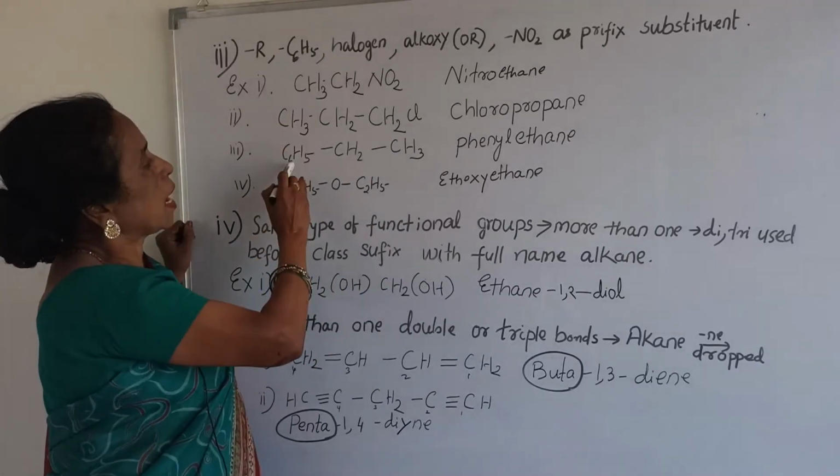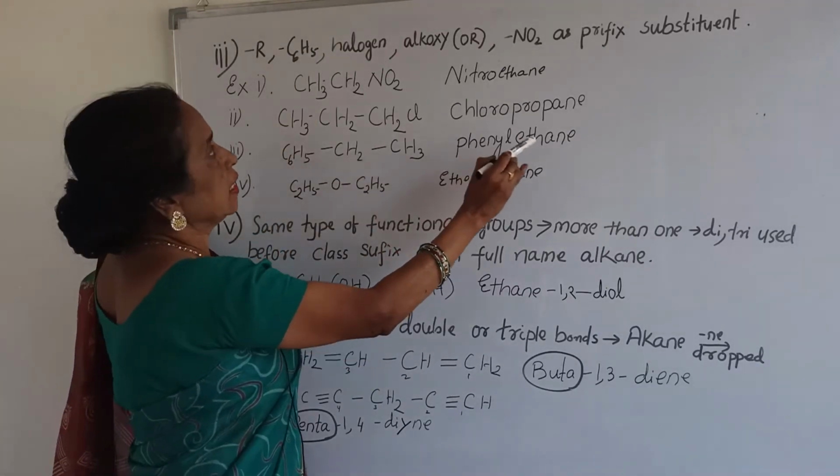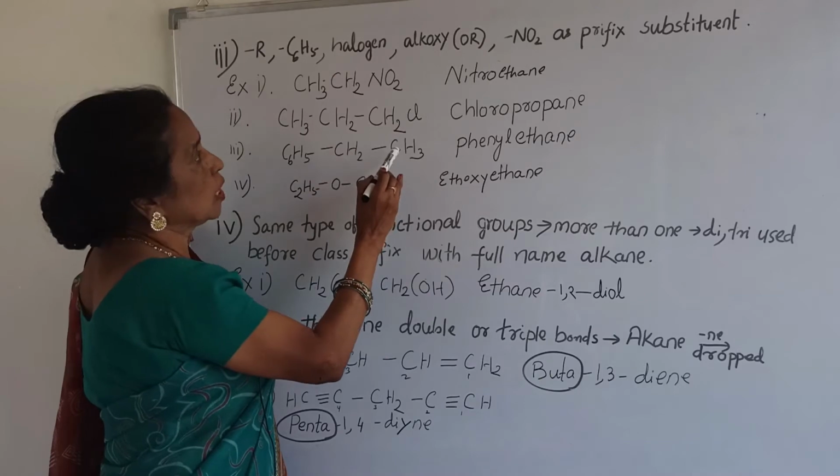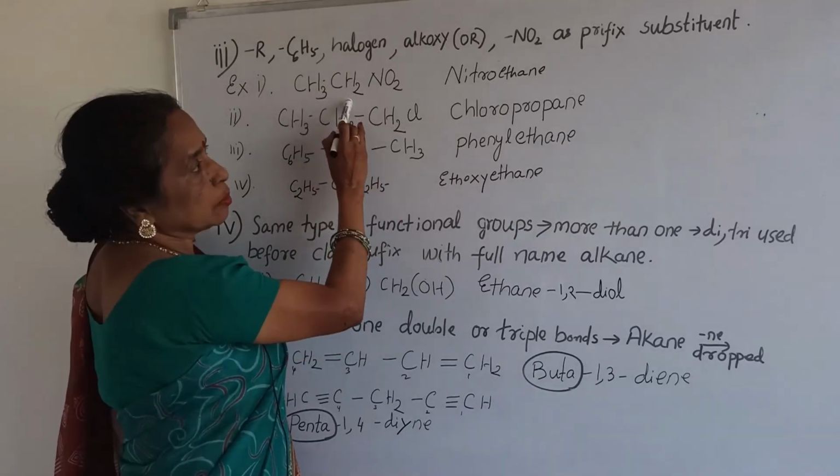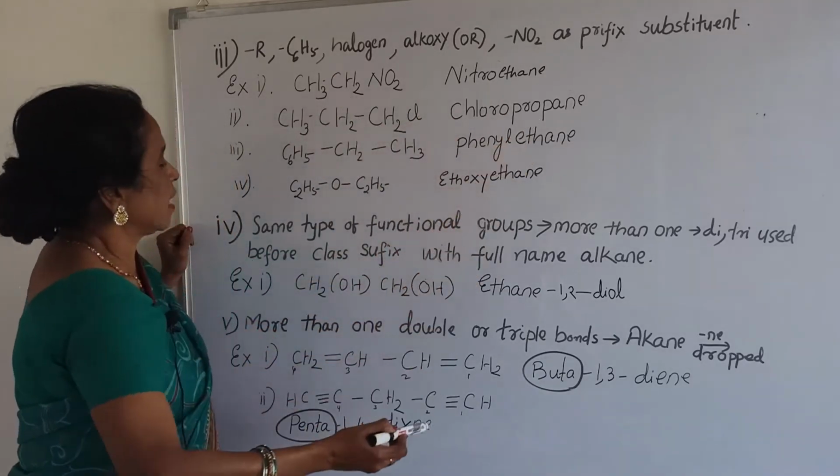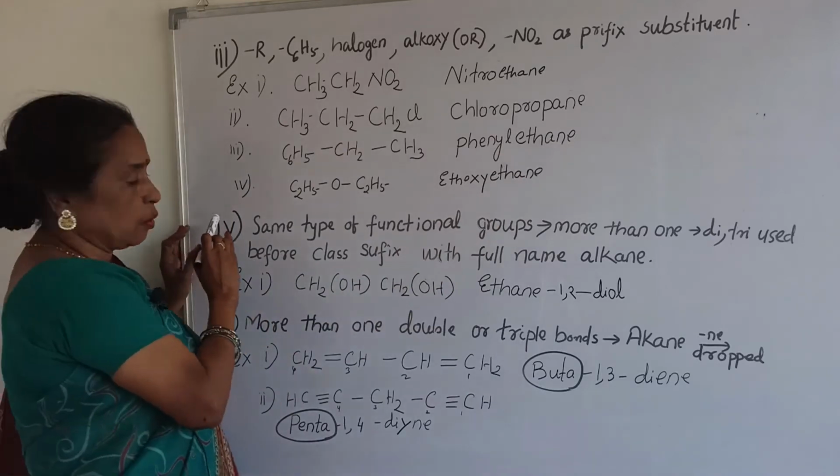If C6H5 is attached, then phenylethane, because it contains 2 carbon. Here also it contains 2 carbon, nitroethane, like this. Then come to rule 4.